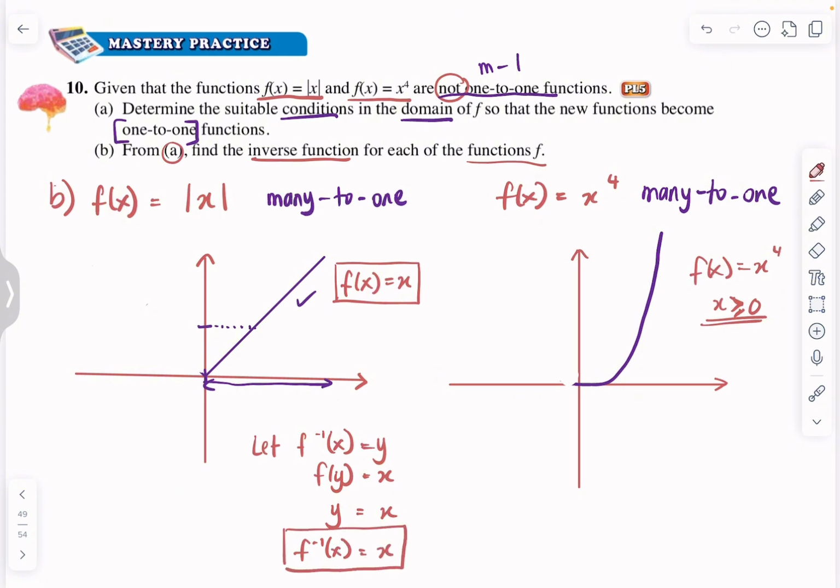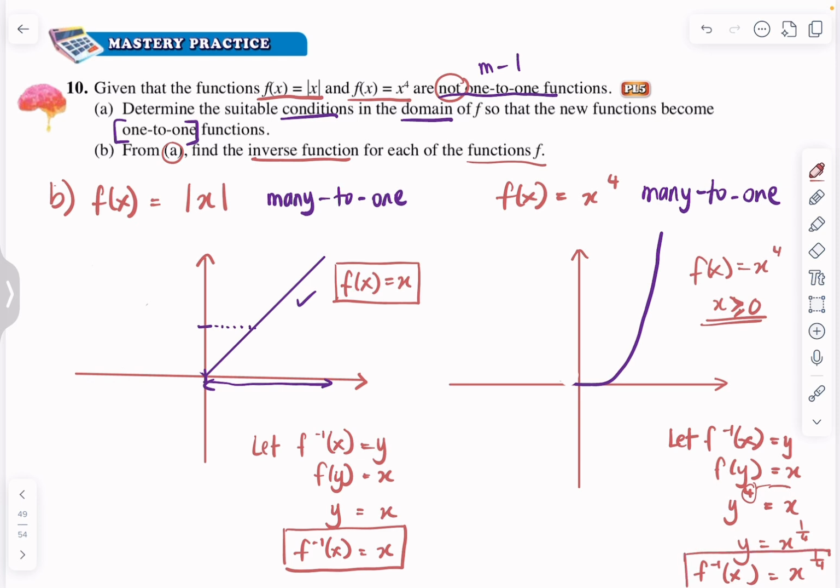Okay, if you're confused, give me a while, we'll get back to that. Here, same thing: let f inverse x equal y. So f(y) = x. If f(x) is x^4, so f(y) would be y^4. So y^4 = x. Then you must make y the subject. So you move the 4 over to the other side, it will become 1 over 4. So our f inverse x equals x^(1/4).